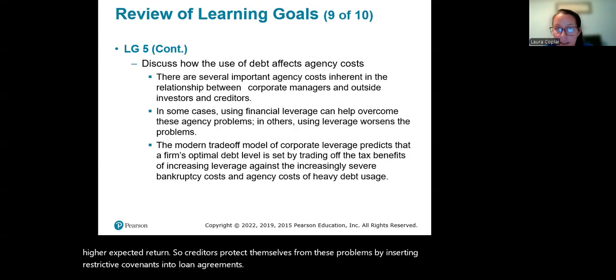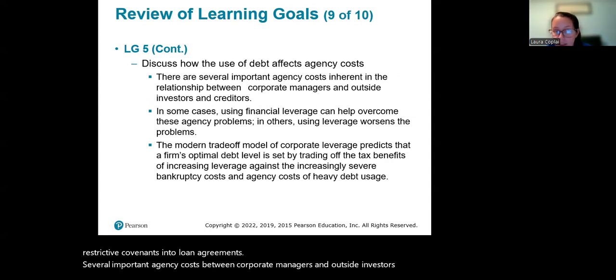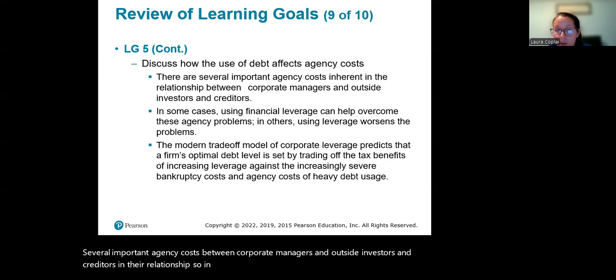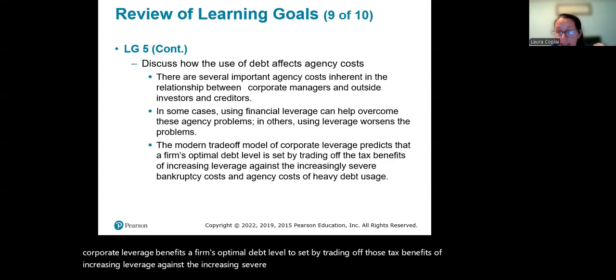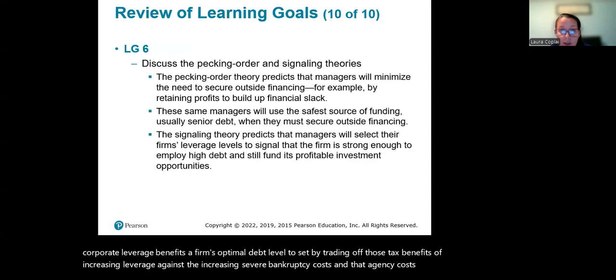There are several important agency costs between corporate managers and outside investors and creditors in their relationship. In some cases, financial leverage can help overcome some of those problems. Sometimes it actually worsens the problems. So the modern trade-off model of corporate leverage says a firm's optimal debt level is set by trading off those tax benefits of increasing leverage against the increasingly severe bankruptcy costs and the agency costs of heavy debt usage.